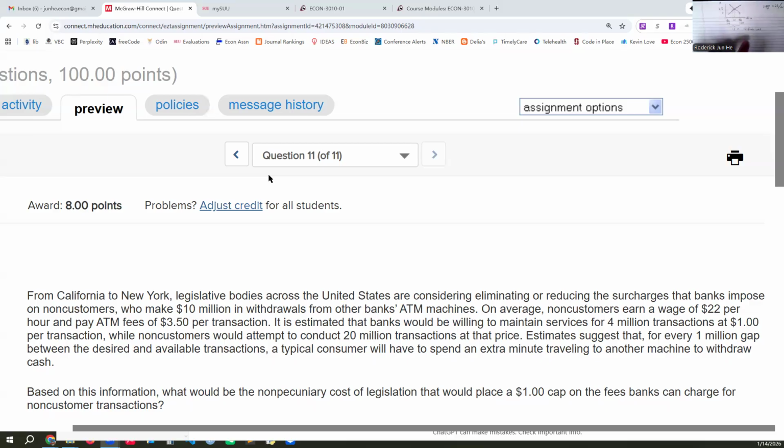So here we need to think about what's the cost of the wait, right? Yes, the price is lower, yet you have to wait longer. And this wait has a cost, which is the wage. So 16 minutes is roughly a quarter of an hour, like 1/4, multiplied by 22. So that's roughly 5 point something dollars. So that should give you an idea where to start to evaluate the consequence of this price ceiling. Thank you.